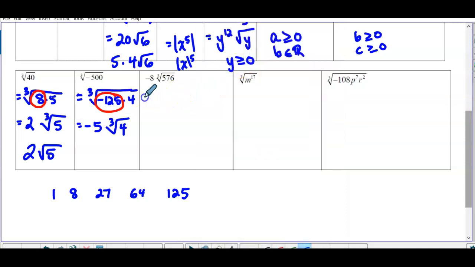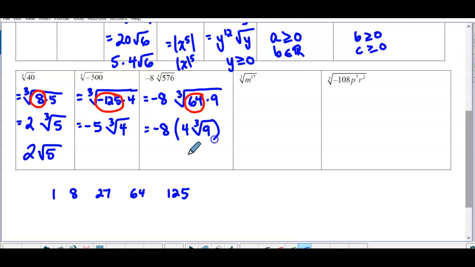There's a negative number out front that just means multiplying. So negative 8 cubed root of 64 times 9. And then my perfect cube is the 64. So this is going to be negative 8. Again, I use brackets, so that's going to be the negative 8 times 4 cubed root of 9. And then multiply those integers, and I get negative 32 cubed root of 9.